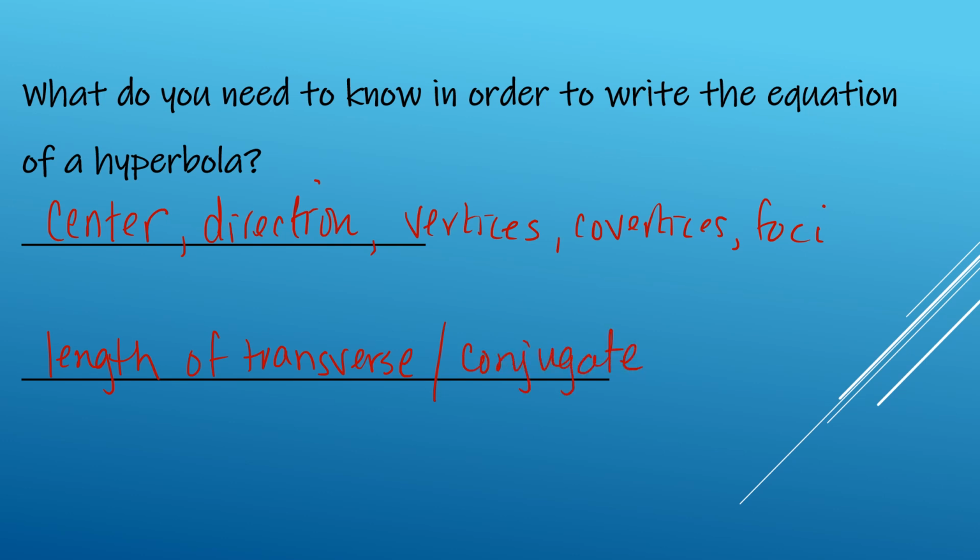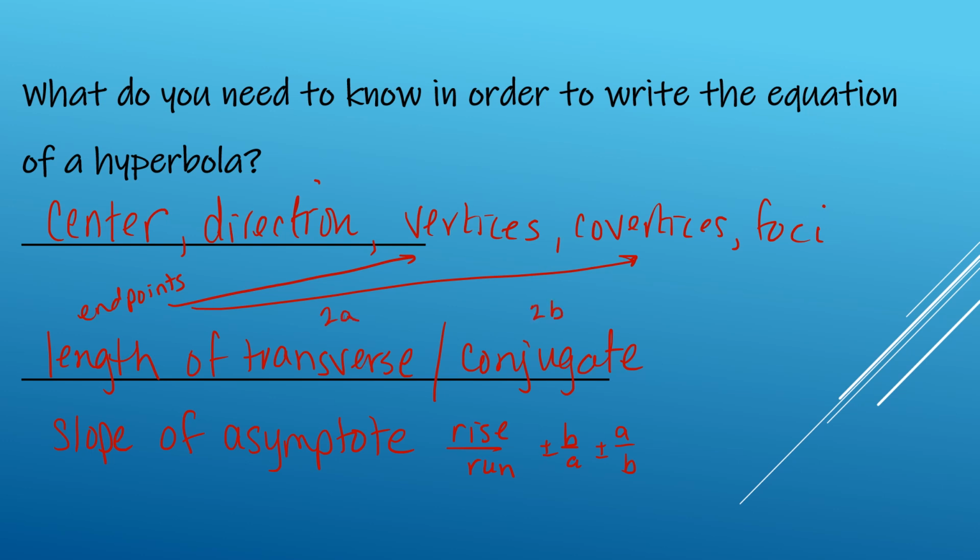And you could be given, last but not least, the slope of the asymptotes, because that will also give you your rise over your run, which is either b over a or a over b, depending on which direction your graph is opening. When they give you the length, or if they give you the endpoints, that's another thing that they like to say. Remember, endpoints are just vertices and co-vertices, but when they give you the length of your axes, that'll be your 2a and your 2b values.